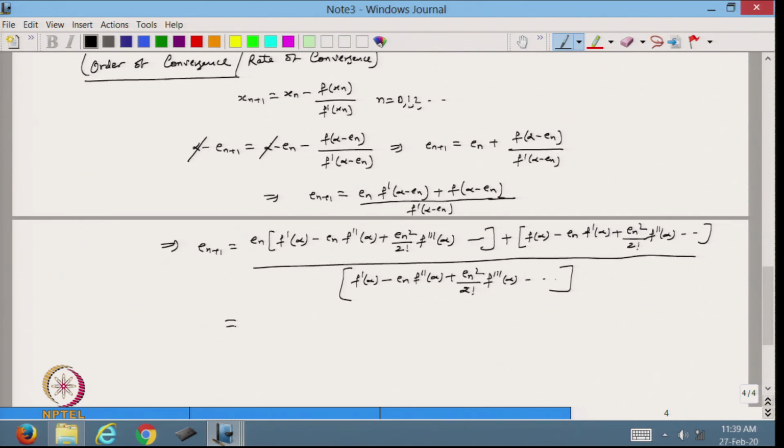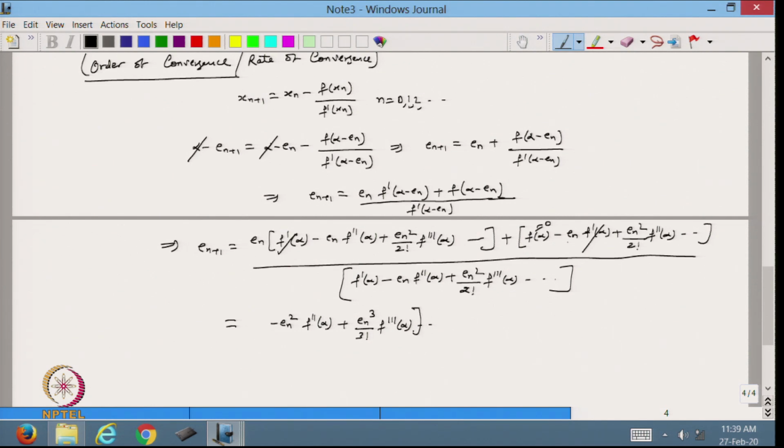So, that is my condition here. Based on this, f alpha is equal to 0 because that is the root. From here, E n f dash alpha minus E n f dash alpha will cancel out. So, I will get minus E n square f double dash alpha plus E n cube by 3 factorial f triple dash alpha, and I can ignore all the terms after that because then it will be E n raised to power 4.